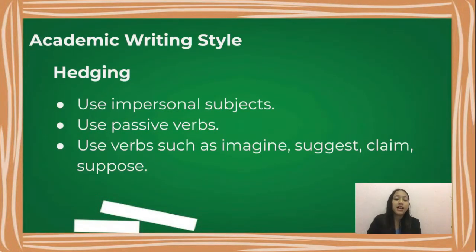So hedging is the use of cautious language. So we need to be careful about what we are claiming. So use impersonal subjects. So as what I've said before, don't make it too personal. Next, use passive verbs. So a while ago, we said passive verbs are more formal and it focuses on the receiver. Next, use verbs such as imagine, suggest, claim, and suppose. So, use it especially if you're not really sure about it or it is not an established fact.